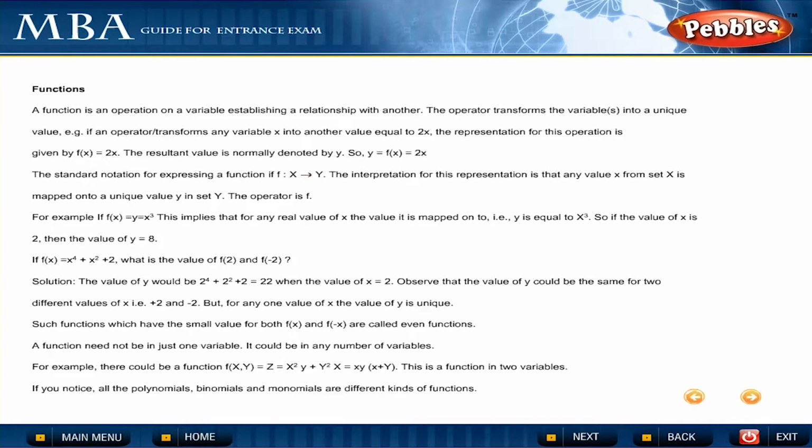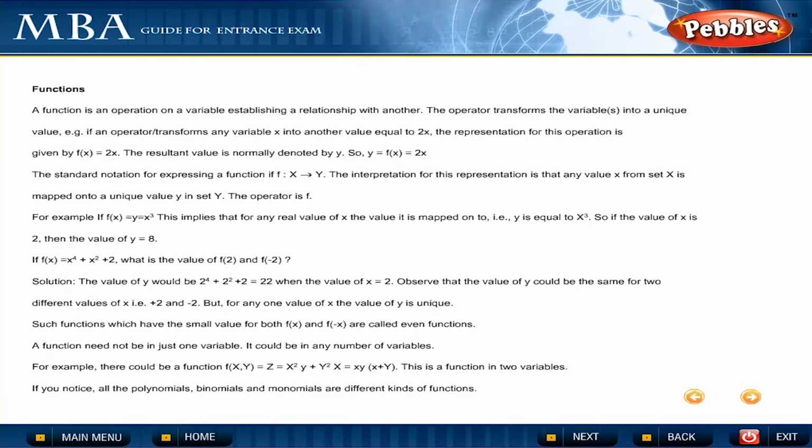The value of y would be 2 to the power of 4 plus 2 squared plus 2, which is equal to 22, when the value of x is equal to 2. Observe that the value of y could be the same for two different values of x, plus 2 and minus 2. But for any one value of x, the value of y is unique. Such functions which have the same value for both f(x) and f(minus x) are called even functions.